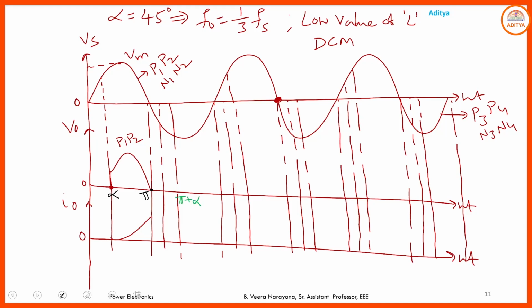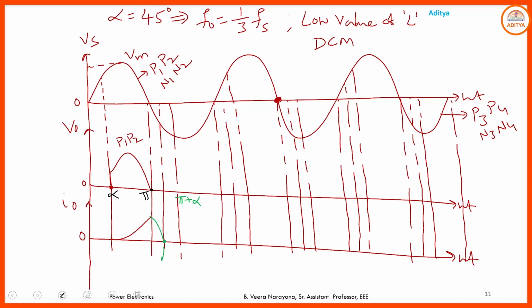If the energy stored in the inductor is completely discharged before pi plus alpha, then we get the discontinuous conduction mode. If the energy stored in the inductor is discharged up to pi plus alpha, then you get the continuous conduction mode. Here we first go through the discontinuous conduction mode. Hence, before pi plus alpha, the energy stored in the inductor is discharged.